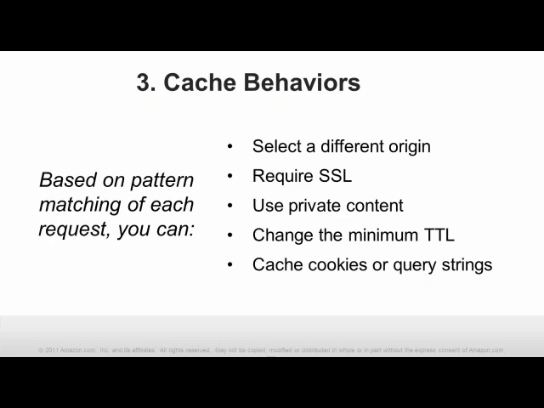a static object. Send it to an Amazon S3 origin and use a long TTL. Anything in a dynamic path I want to send to an ELB origin and use a 0 TTL. Anything that ends in .jpeg I want to treat as static. So CloudFront will apply pattern matching on the requests that come in. We call these patterns cache behaviors to determine the origin and which cache settings you want to use.